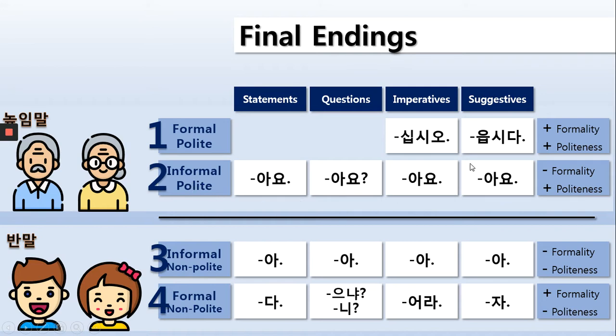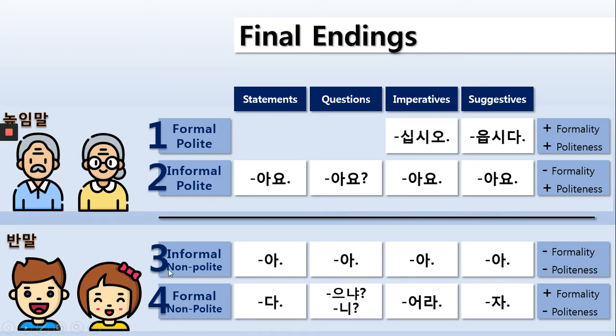Okay, so informal polite has minus formality. So that means it's casual. So in our daily life, we use this one, and because it has a plus politeness, we use this form when we talk with older people. But when we talk with younger people or my friend, we use number three or number four.